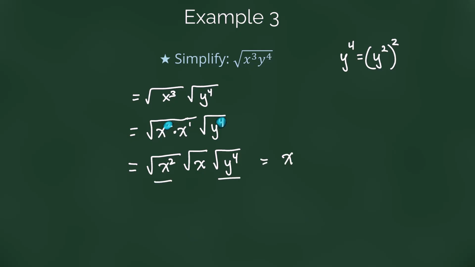The square root of x squared is x. The square root of x in the middle doesn't simplify, and the square root of y to the 4th is y squared. And typically we write these with the square root, the radical term, to the right. So we're going to rewrite our final answer as x y squared times the square root of x.